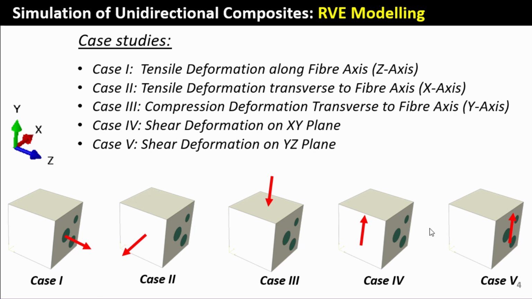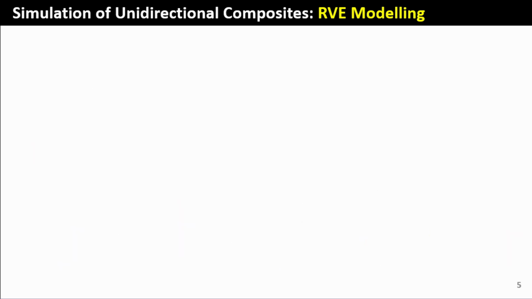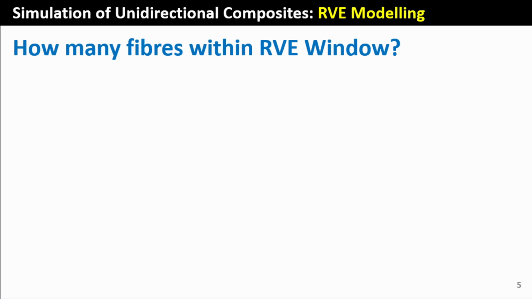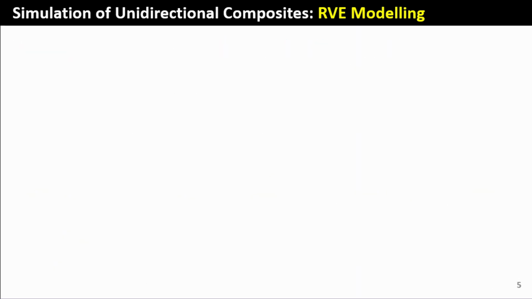So 5 case studies to be studied within this RVE modeling, and try and learn something about the behavior of the composite based on all that. Now in terms of building this RVE, how many fibers do you really think will fit within a window to capture this volume fraction that we're looking for?